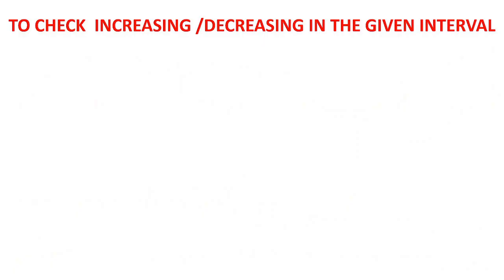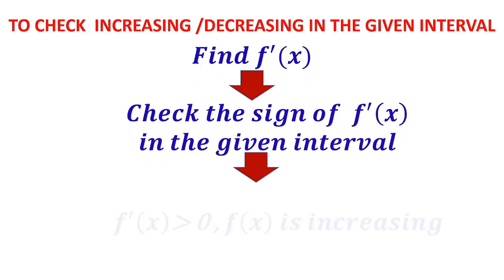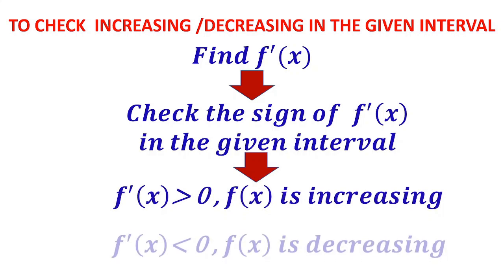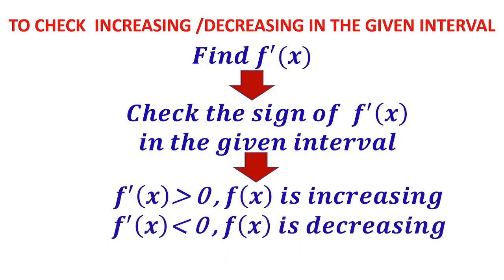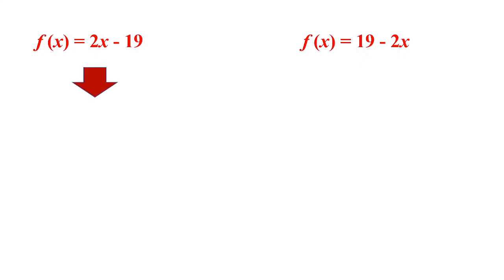Well. Now, how to check the increasing or decreasing function in the given interval? Find f dash of x. Check the sign of f dash of x. If it is greater than 0, it is increasing. If it is less than 0, it is decreasing. Very easy. Well, now if it is 0, then you have to write that it is a constant function. Well, now I will take the same function which I did by taking x1, x2, x1 less than x2 like that.